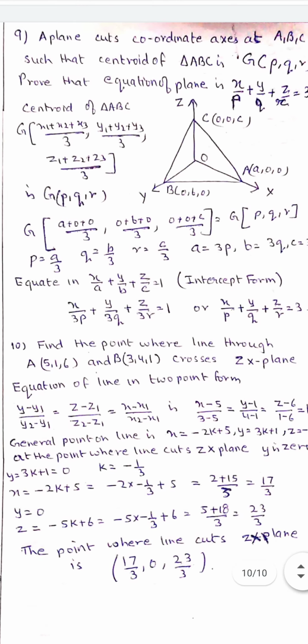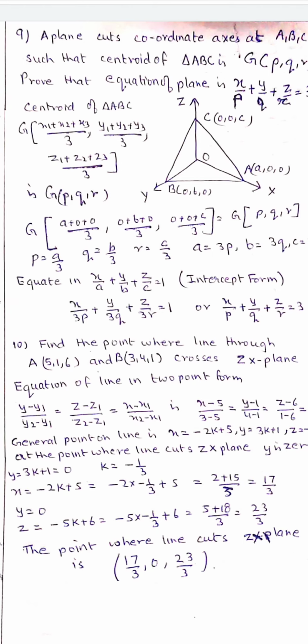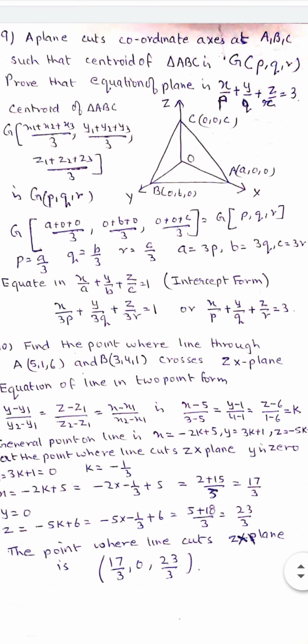Let us put the values in the intercept form, that is x upon a plus y upon b plus z upon c is equal to 1. The x-intercept, y-intercept, z-intercept have values 3p, 3q, 3r. So 3 is taken common and taken to the other side. So x upon p plus y upon q plus z upon r is equal to 3.